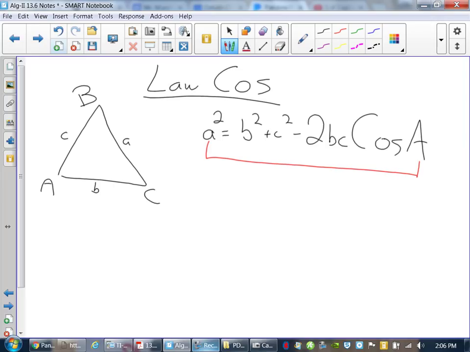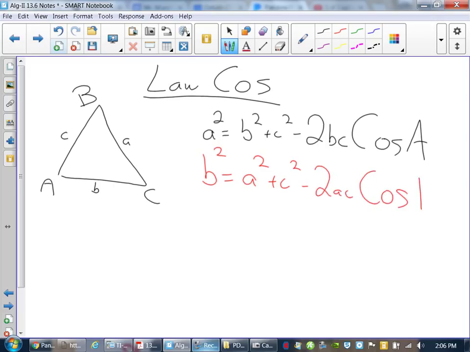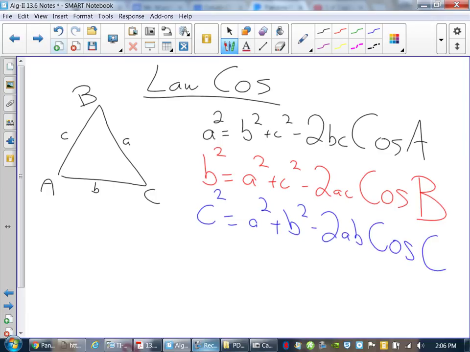Okay. And if I do this again with just rotating my letters through, I just switch them out. B squared, and then one more. I'll write these on the board too. Yep, it's the same formula. It's just rewritten three different ways depending upon what side and what angles you're working with. That's all. And quite honestly, you really just need to know one of them.